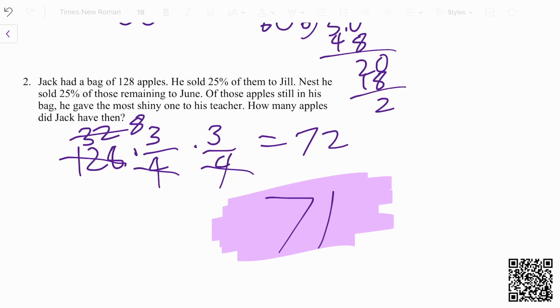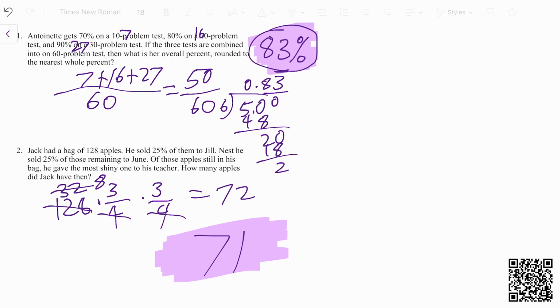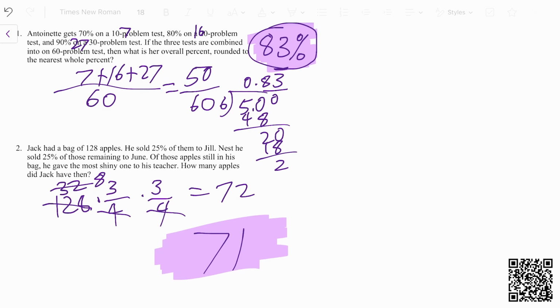He's selling apples. Who does that? There's something called a grocery store, but okay.